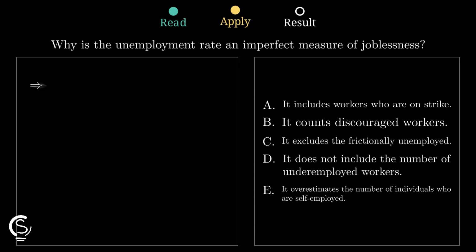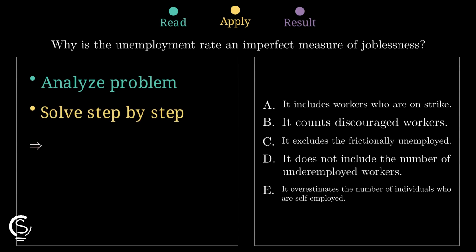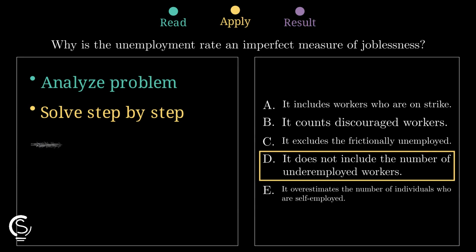Now, test the choices against that definition. A strike does not break employment. Discouraged workers are excluded, and frictional unemployment is included. So those statements miss why the measure feels incomplete. That leaves underemployment. People may have jobs, but still lack enough hours or suitable work, and the unemployment rate misses that. So option D fits.